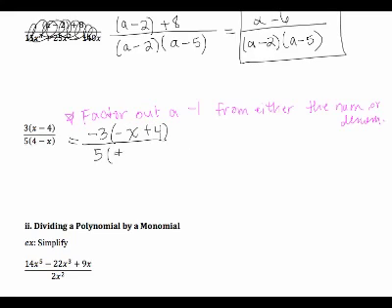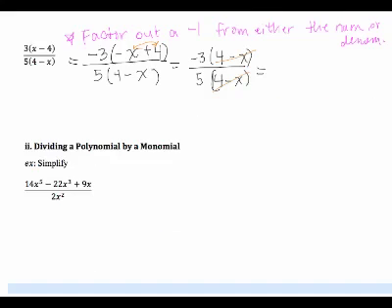Then in the denominator, we have 5 times 4 minus x. Now, order of addition doesn't matter, so I'm going to flip around those 2 terms, the negative x plus 4, and write that as 4 minus x. And notice now they look alike. 4 minus x over 4 minus x, they do cancel. And so this one reduces to negative 3 over 5.